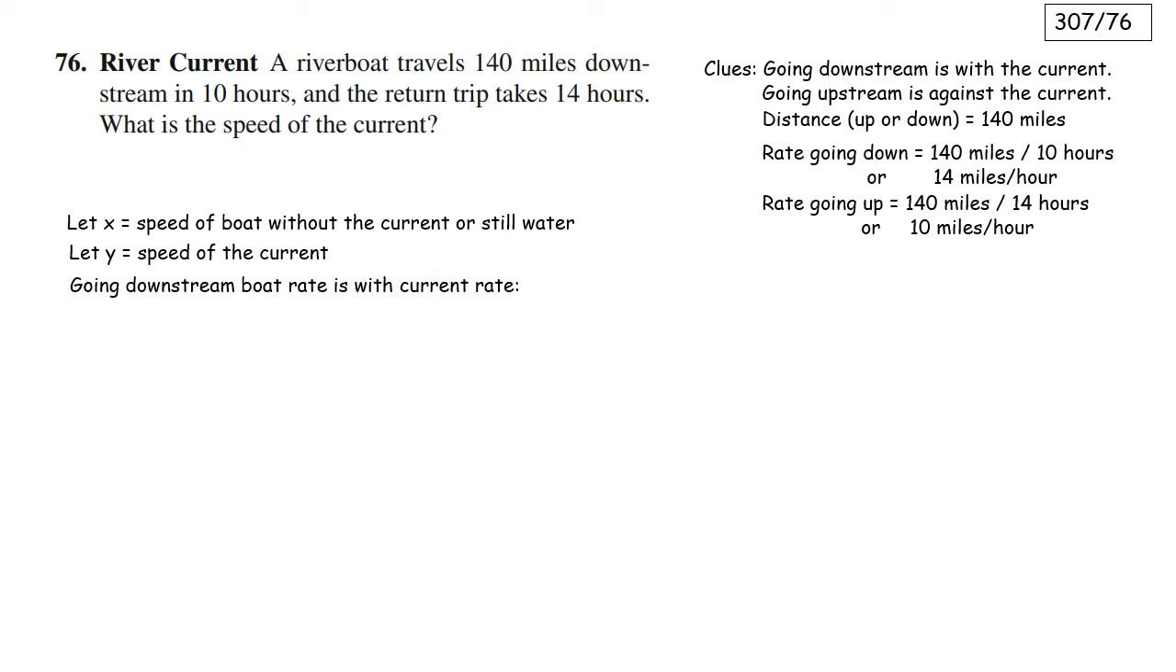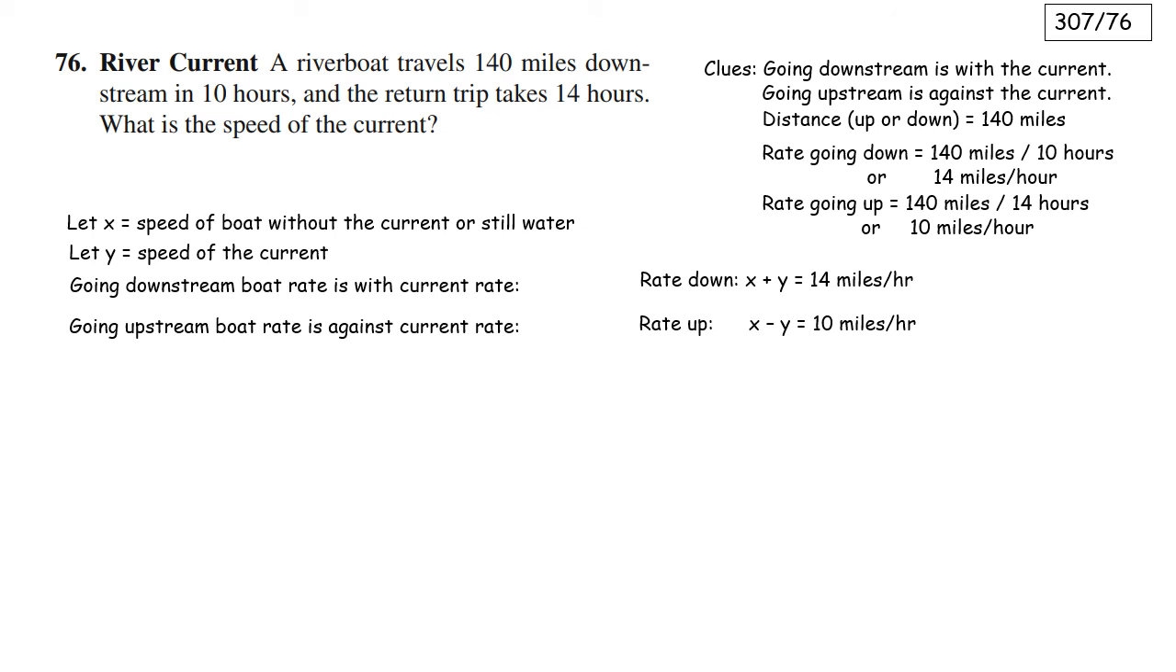We know that going downstream, the boat rate is with the current, so our rate going down is our boat plus the current, which is 14 miles an hour. Going upstream, the boat rate is against the current, so we're slowed down a bit. So our rate going up means that our boat minus the current speed is equal to 10 miles an hour.